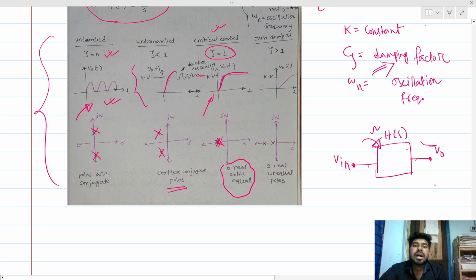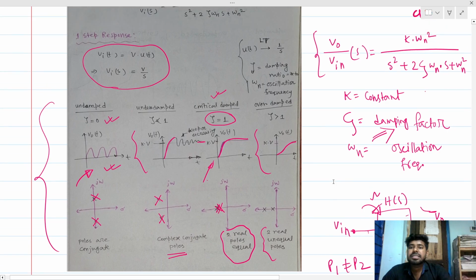When we have a zeta value greater than 1, that is called overdamped. If the two poles are real and unequal, so p1 not equal to p2, then the system is called overdamped, and the behavior is like that. This is the settling behavior of an overdamped system. So this is for all our step response cases.